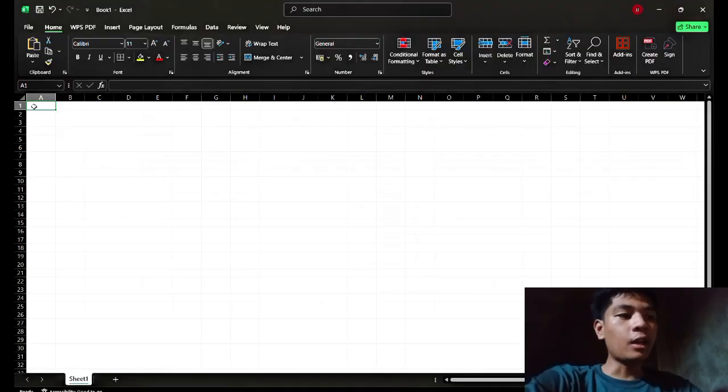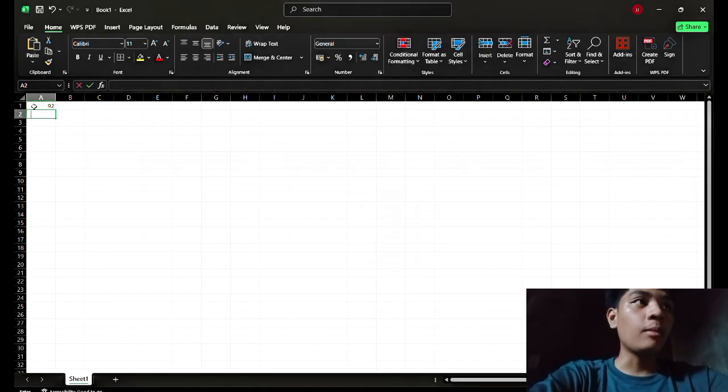I will create the data in column A and column B. In column A, I input different numbers. My example is my grades in my subjects in pre-read. And column B is the name of my subject.